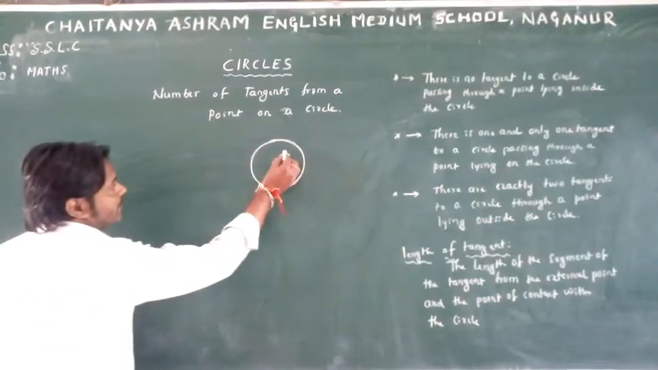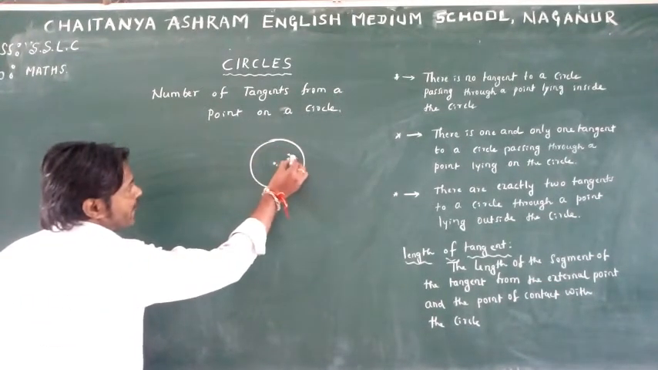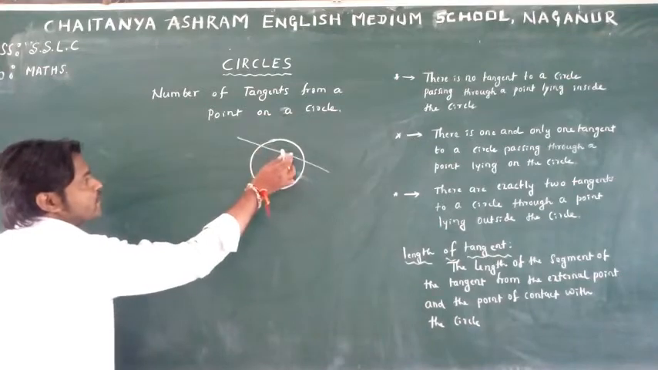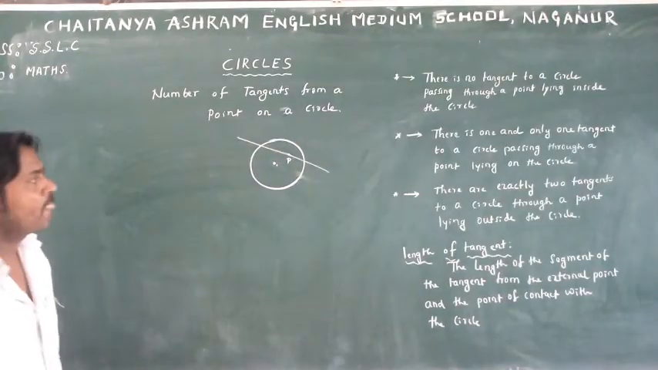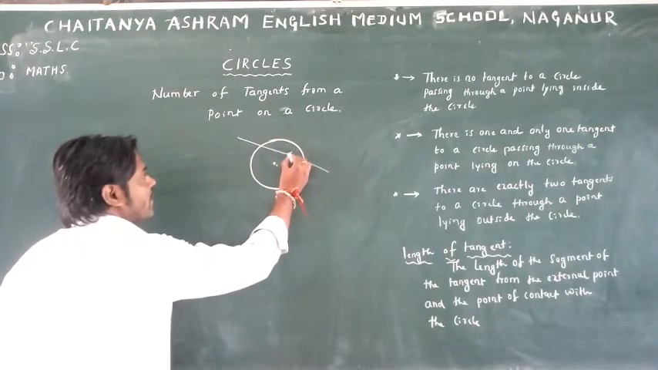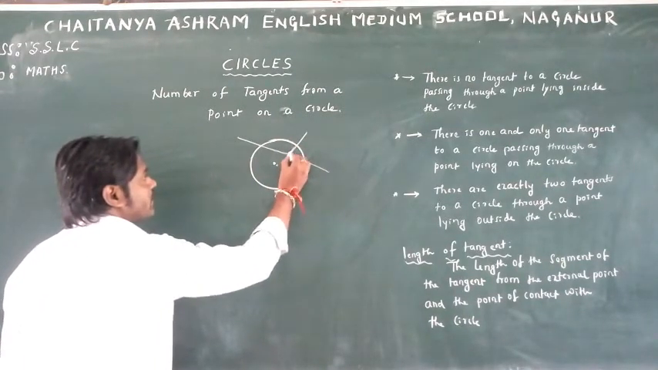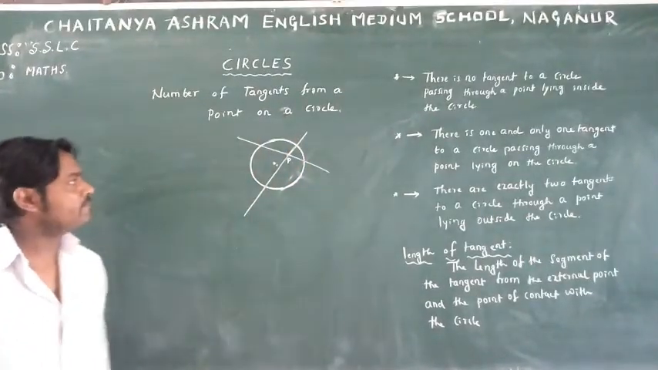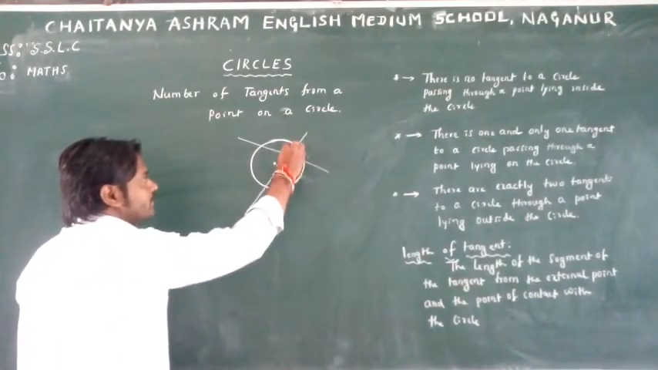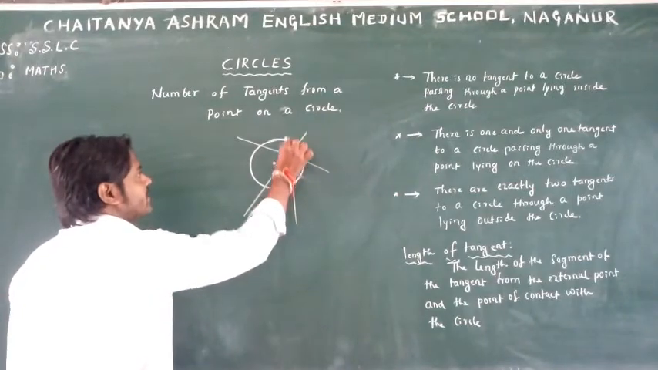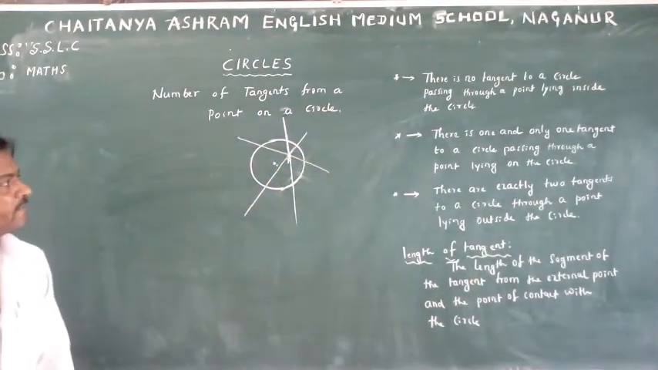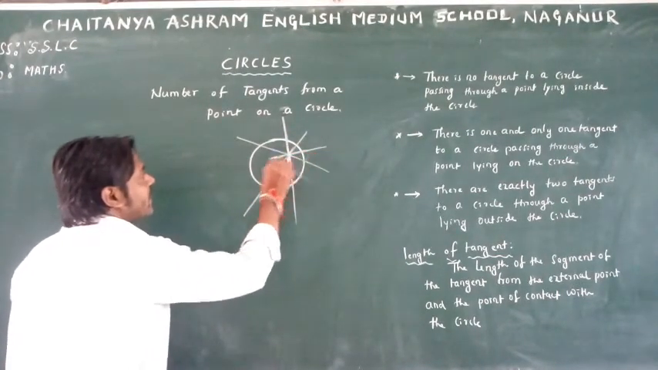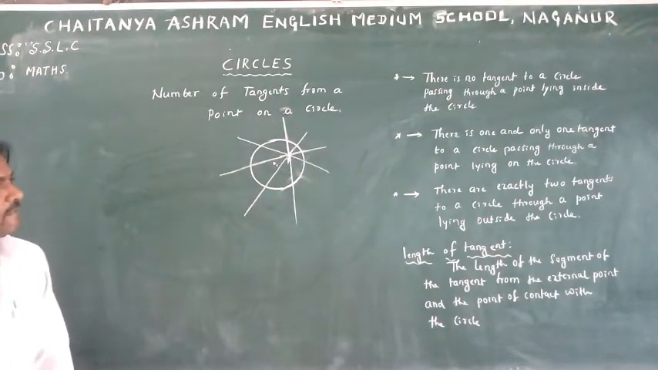So observe. Now see, through this point, draw a line in both directions. This is not a tangent to the circle. Now, I draw another line, extend it on both sides. This is also not a tangent. Draw another line in both directions, extend it. That is also not a tangent. Now, take one more line, extend it in both directions. This is also not a tangent.